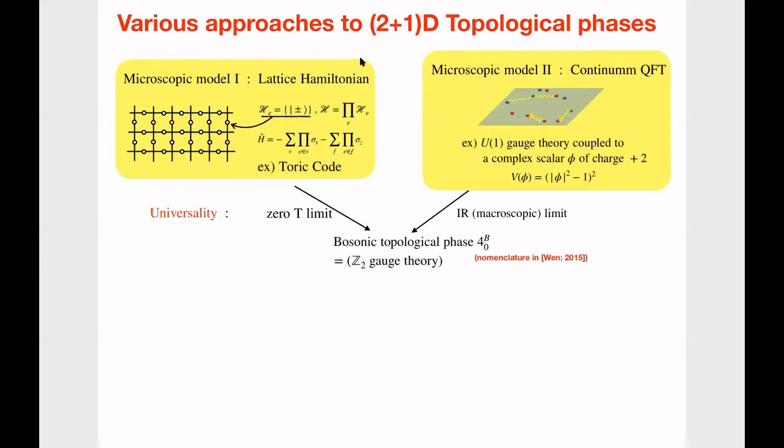So a 2+1 dimensional quantum system can be realized in various ways, and the topological phase can appear in some universal sector of this 2+1 dimensional quantum system.